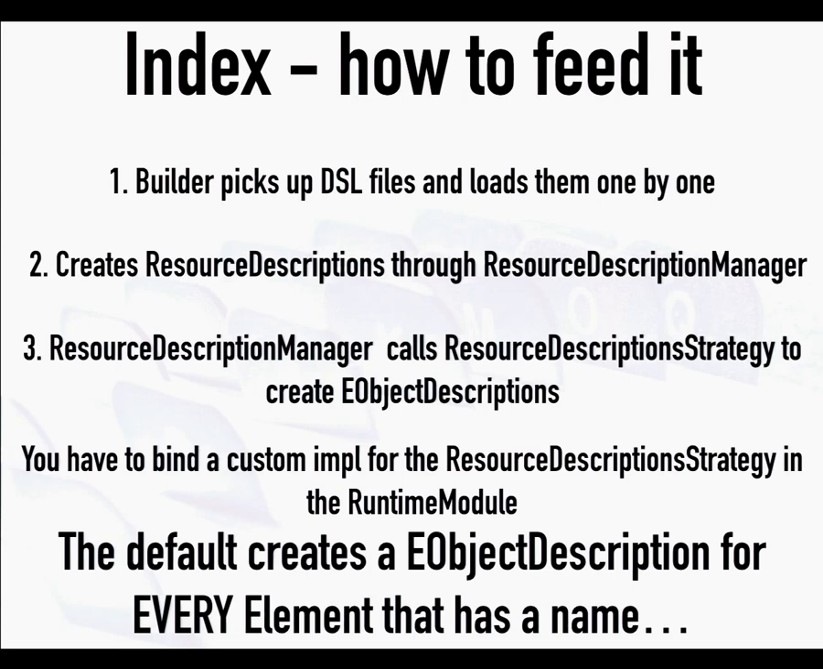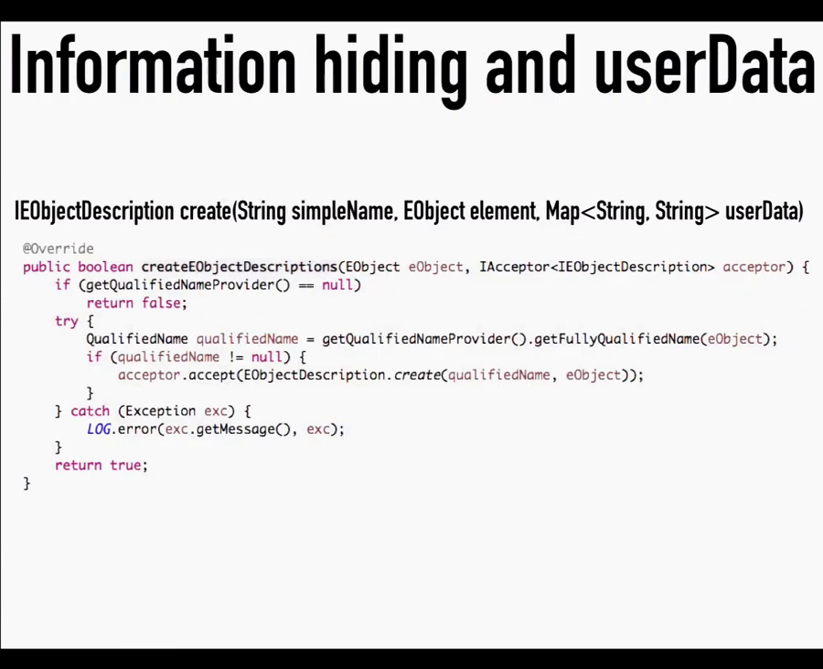And the default, and maybe some of you don't know that, the default of Xtext is that everything that has a name goes into the index. In Java, would you say that it is a good idea to make everything public? No, because sometimes information hiding is a good thing, and that's also true for DSLs. So in the resource description strategy, there's a very simple thing that you can do.